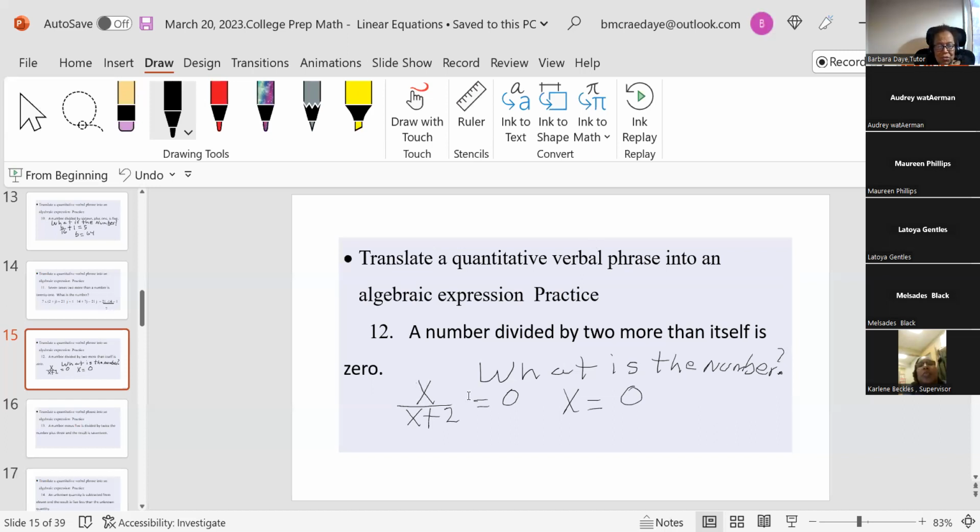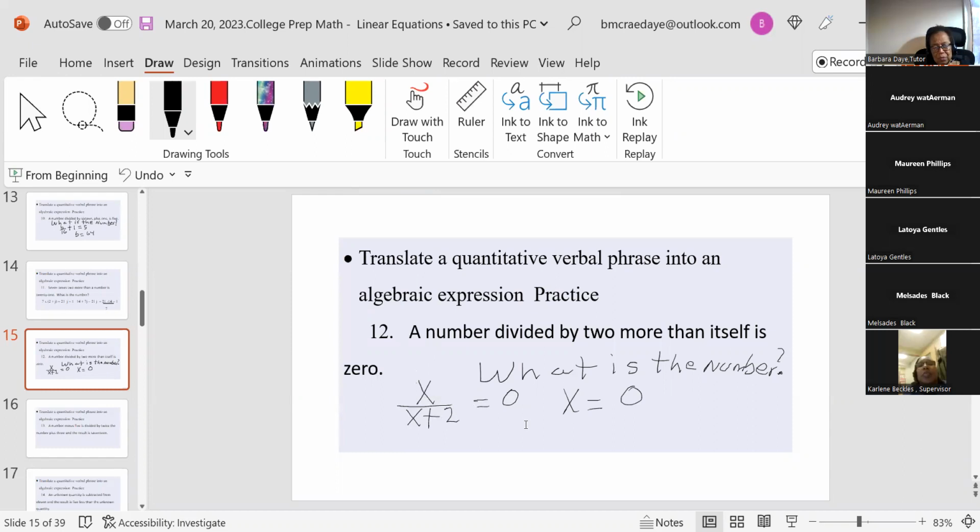But what about the translation, Mercedes? I didn't get it so good, so I think I'll listen to the recording. Well, do you understand this division here? The number x divided by 2 more than itself. That's x divided by 2 plus x. You understand this part, right? And that's equal to 0.